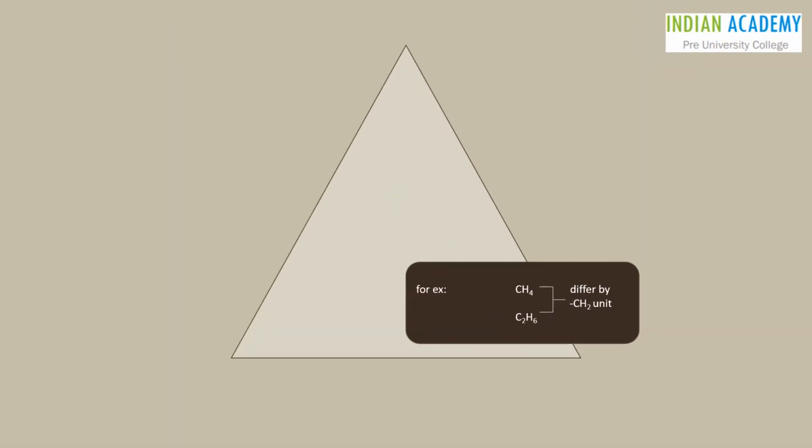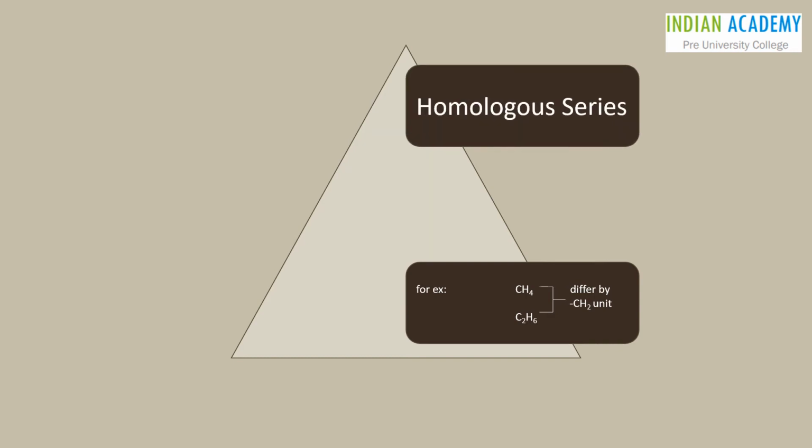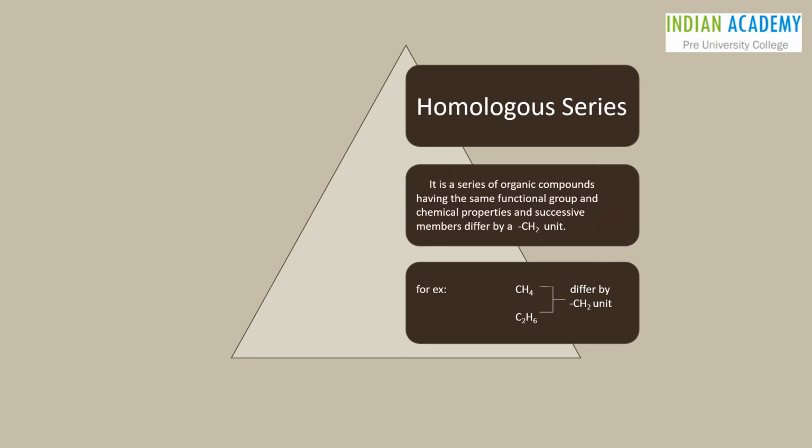You can observe from the previous slide that any two successive members of alkanes, alkenes or alkynes differ by a CH2 unit. For example, CH4, C2H6. They differ by a CH2 unit, which we call a homologous series. It is a series of organic compounds having the same functional group and chemical properties, and the successive members will differ by a CH2 unit.